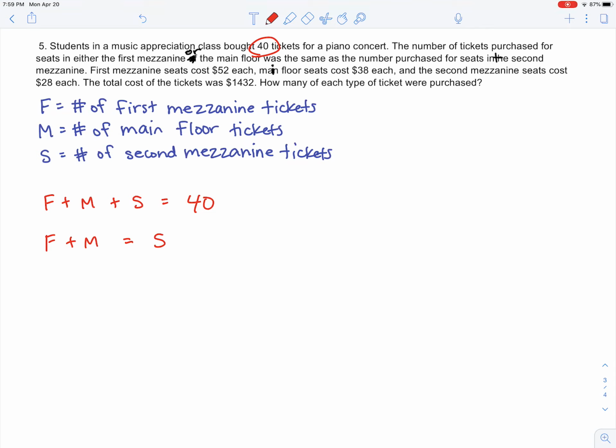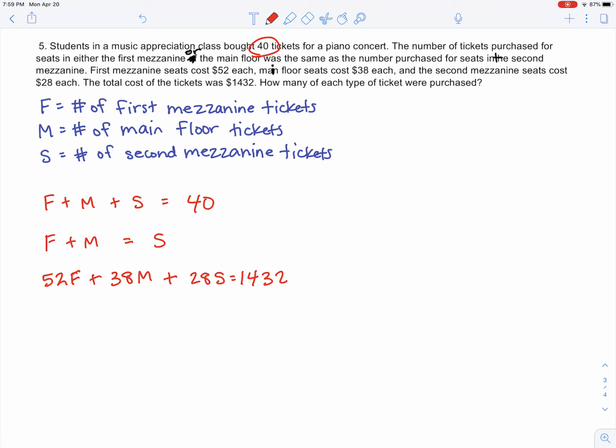The last relationship has to do with money. So the total brought in from the tickets was $1,432. Well, each first mezzanine seat cost $52, so 52 times F, plus each main floor seat cost $38, so 38M, plus, and then each second mezzanine seat costs $28. And then we have the total, $1,432.